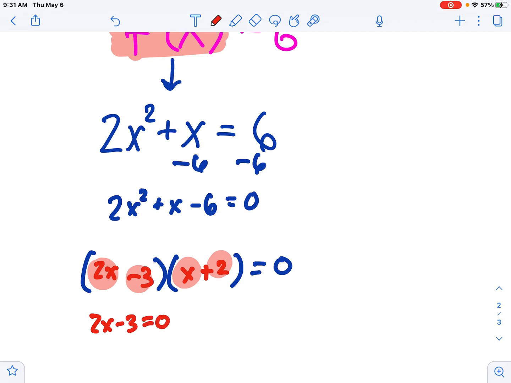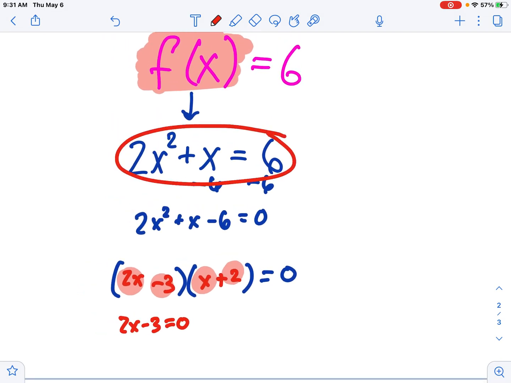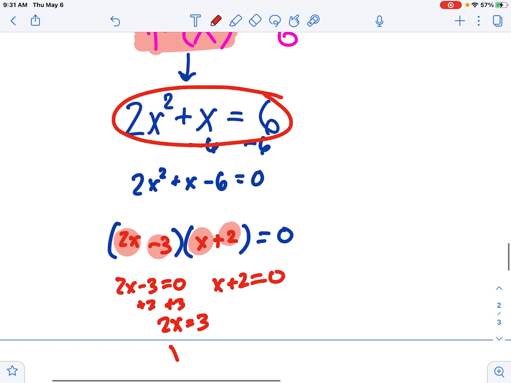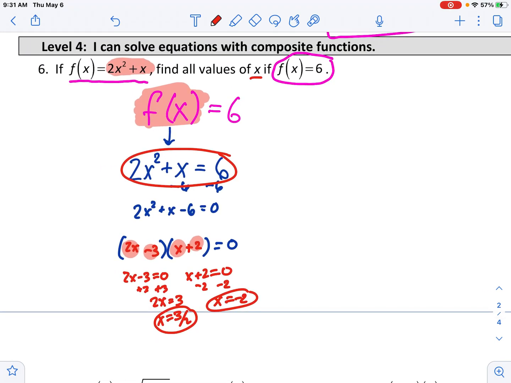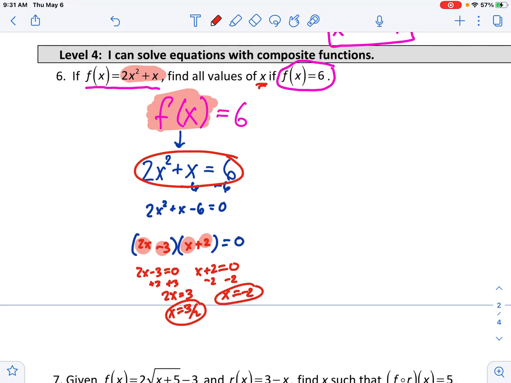This is old news, right? As soon as you wrote this equation, this should just be, oh, I've done this before, okay? You add 3 over, you get 2x equals 3, you get x equals 3 halves. Is one answer. You subtract 2, you get x equals negative 2. And just to remind yourself to read the question, it said find all values of x that make this work. We found all the values of x that make that work. So this one was pretty straightforward, just kind of plugging in a function. But the next two examples, you'll see how the composite stuff kind of comes back into play.